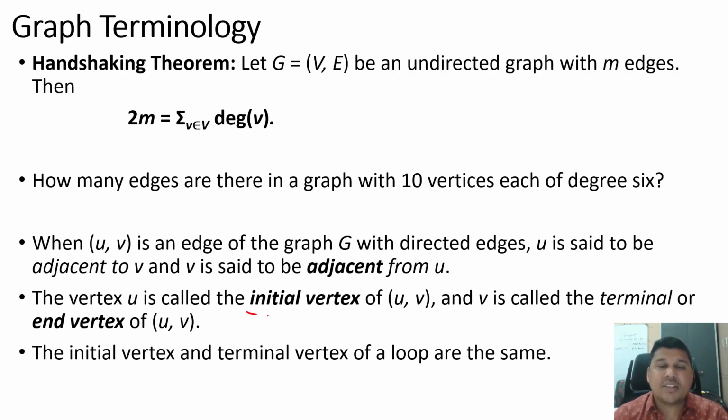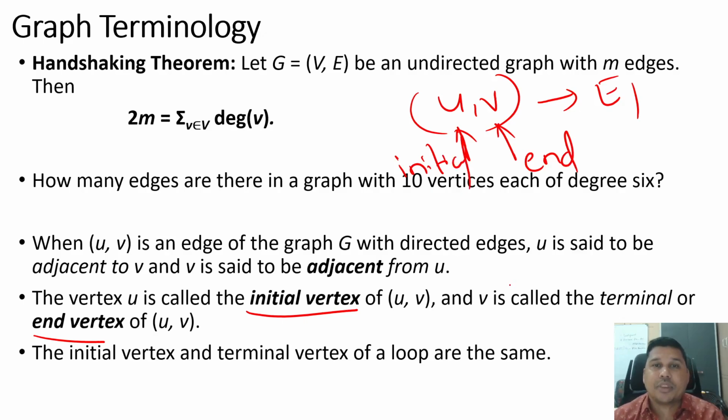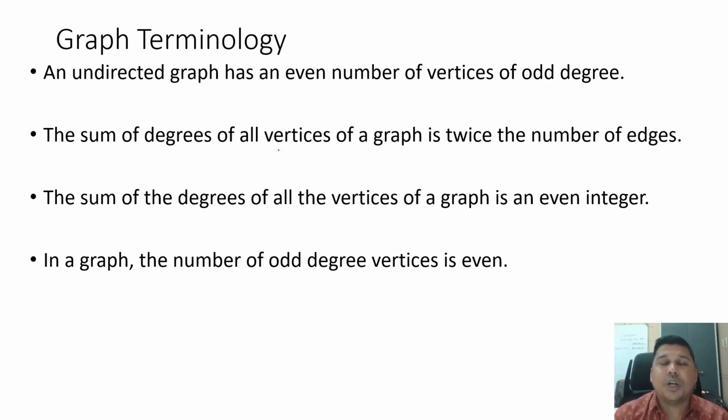Again, these are simple things, initial vertex and end vertex. If u comma v is forming an edge E1, u is called the initial vertex and v is called the end vertex. This is called the end vertex and this is called the initial vertex. Okay. So, these are a few terms we will always be using in graph theory. So, a few principles or theorems, I would say graph theorems. Okay, though they are again part of graph terminology, right?